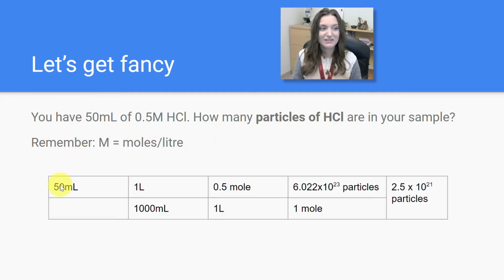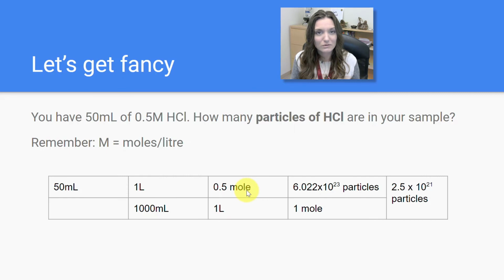Okay, so we know we have 50 mils. That's our volume. We know that in 1 liter, there are 1,000 milliliters. It's just easier to convert it to liters because that's the unit that's used in molar. So those would cancel. This specific sample that we have is 0.5 molar concentration. So there's 0.5 moles per liter. So these liters would cancel.